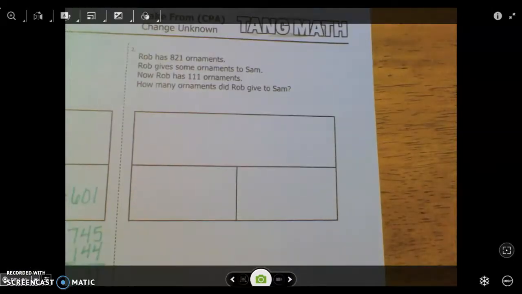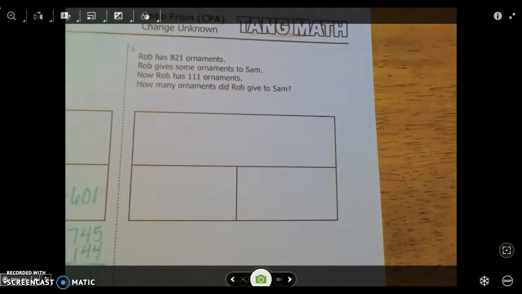Again, I'm going to use the word problem steps. First, I'm going to read the entire problem. Rob has 821 ornaments. Rob gives some ornaments to Sam. Now Rob has 111 ornaments. How many ornaments did Rob give to Sam?